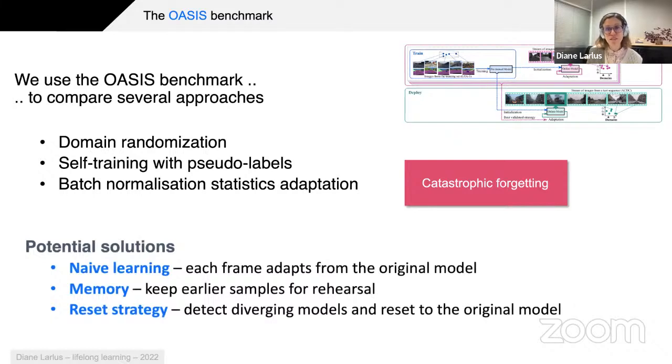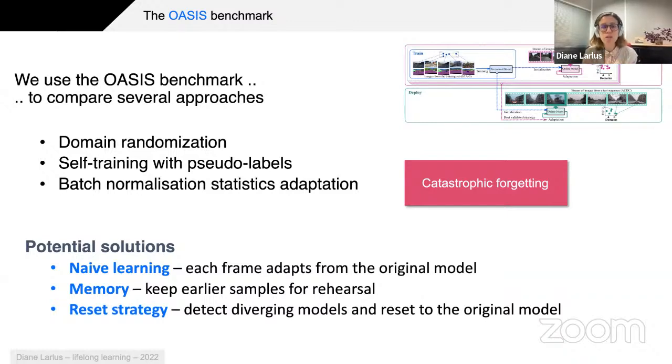There exist some countermeasures. So one thing you can do is naive learning. What you do is you do continual learning at each frame, restarting from the original model. So you don't adapt sequentially, you adapt starting from the first model every time. So you can't leverage the fact that you have multiple frames, but at least you're sure not to forget.